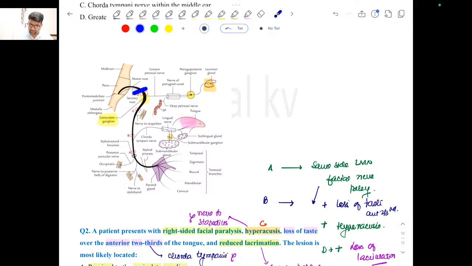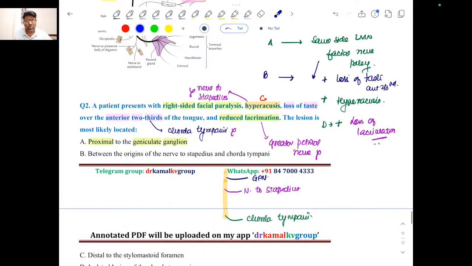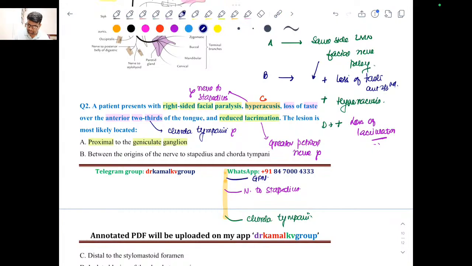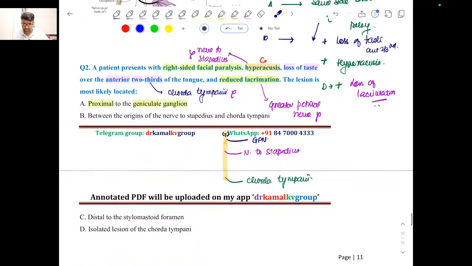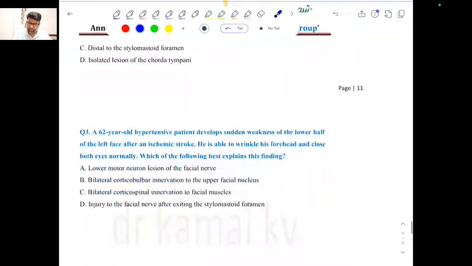The D we already discussed before. Okay, so this is a very beautiful concept, and if you remember it properly, you can just put geniculate ganglion here. So this is the geniculate ganglion. So the lesion is somewhere here, proximal to the geniculate ganglion. Clear? Chalo. Next question.